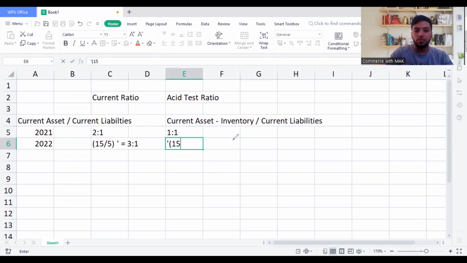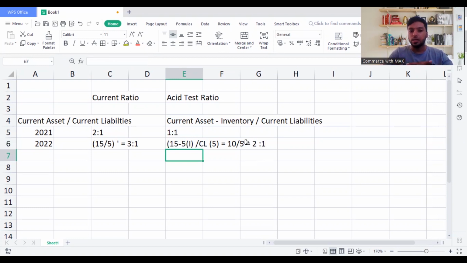I'm going to take 15 minus 5, which is the current assets minus inventory. So I'll write inventory. And then we divide by the current liabilities. So current liabilities is going to be 5, bank overdraft plus the trade payables they have given. So 10 divided by 5, it will give you a ratio of 2:1. If you see the financial position of the business, it is so good.